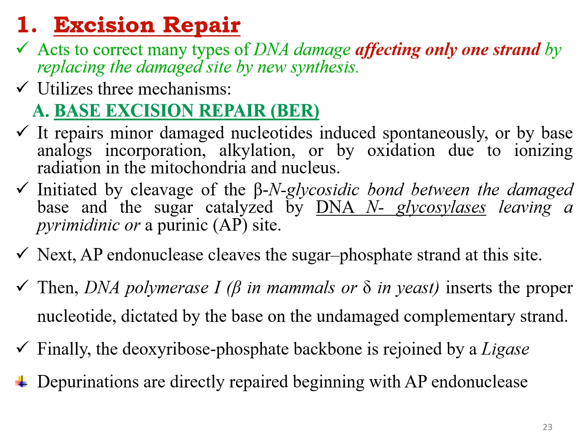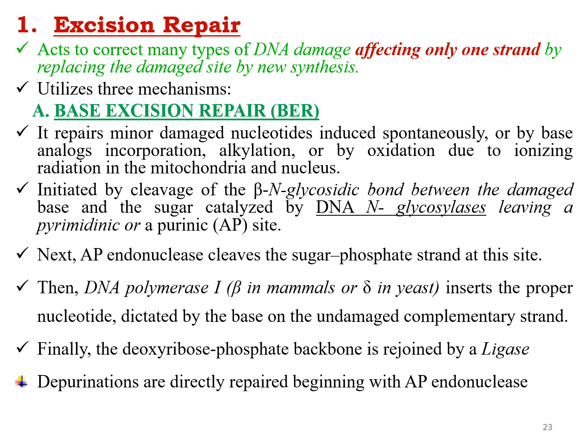That means it utilizes three mechanisms. One is base excision repair, or BER. Here, it repairs a minor damaged nucleotide induced spontaneously or by base analog incorporation, alkylation, or oxidation due to what? Ionizing radiation in the mitochondria and the nucleus, initiated by the cleavage of the beta N-glycoside bond between the damaged base and the sugar, catalyzed by DNA N-glycosylase, leaving a pyrimidine or a purinic site.